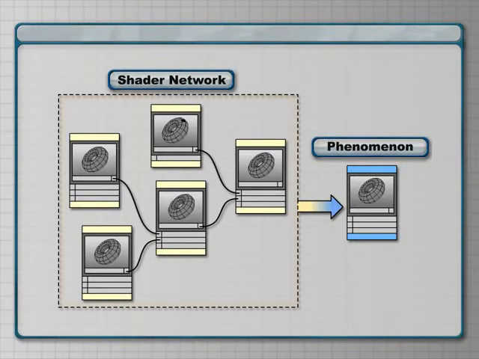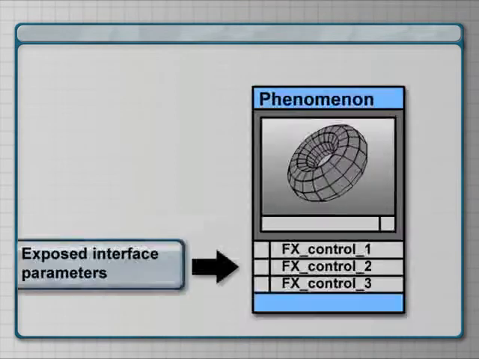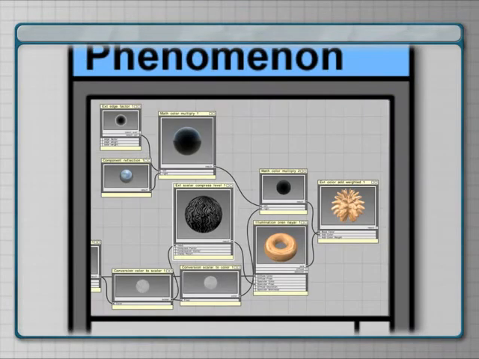One of the powerful features of Mental Mill is that complex shader graphs can be collapsed into a single node which contains an entire shader network inside. Such a collapsed shader graph is called a phenomenon. A phenomenon just exposes a few parameters to the user while constant parameters remain hidden. A phenomenon is the perfect way to bundle complex shader graphs and hide their underlying complexity.